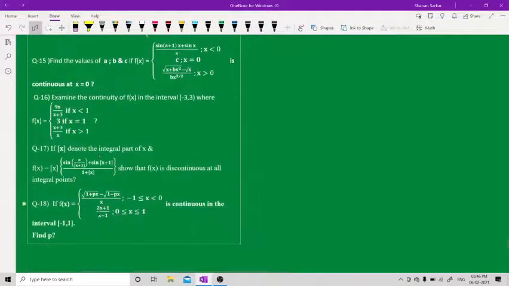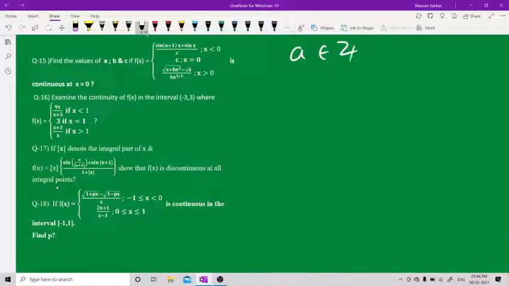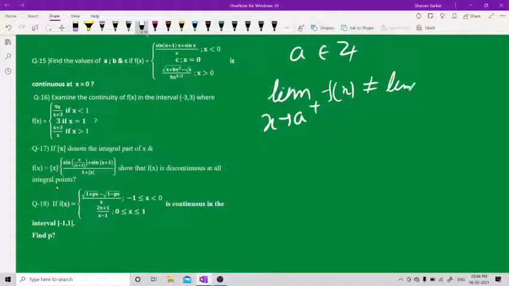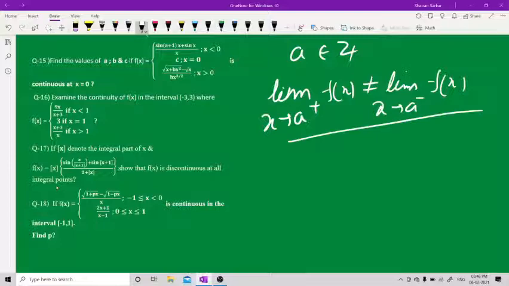Now we are left with the last, question number 17 and question number 18. They are saying show that f(x) is discontinuous at all integral points. So let us see. Take any a belonging to Z, integer. Any a belonging to Z. I have to show, it's very simple, that limit x tending to a plus f(x) is not equal to limit x tending to a minus f(x). This is all I need to show.